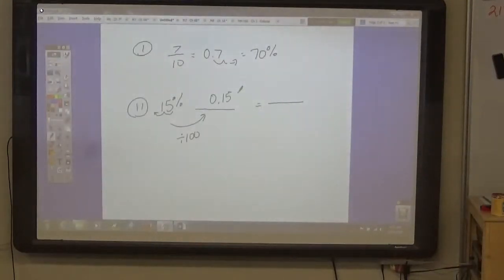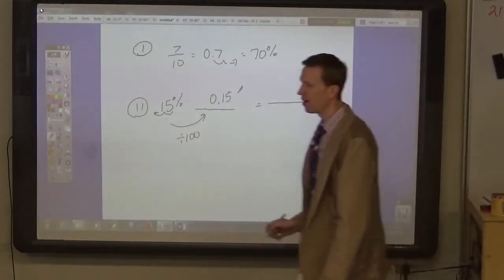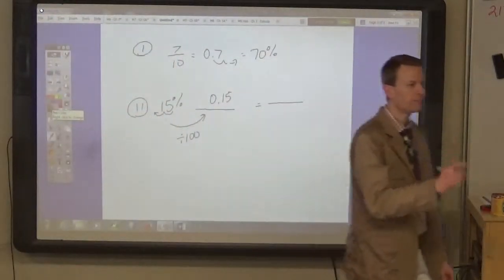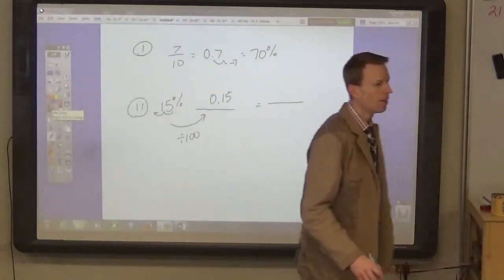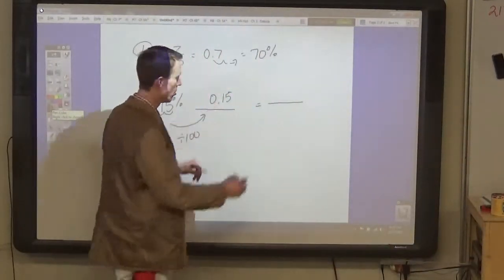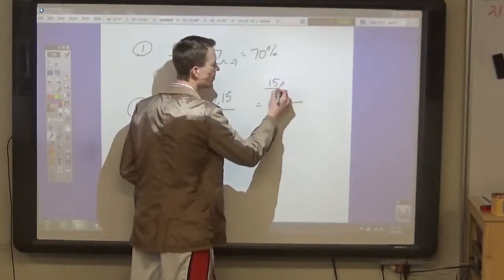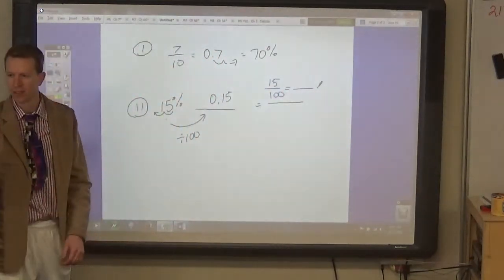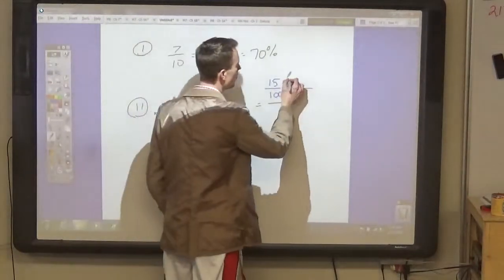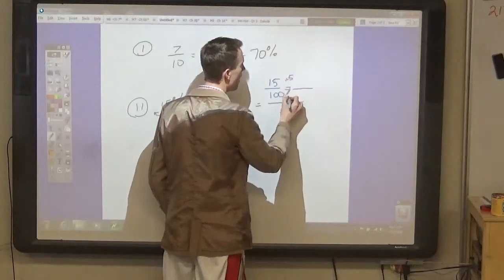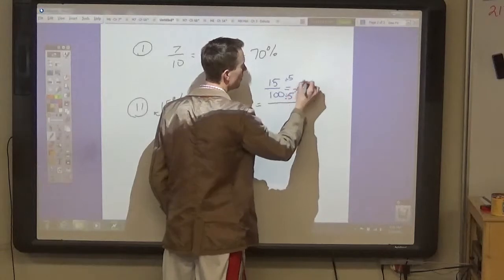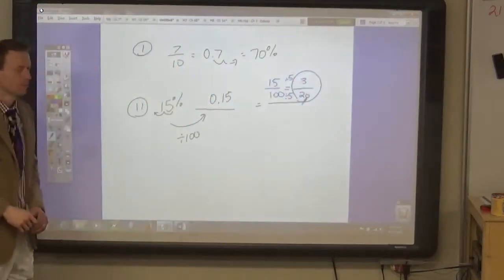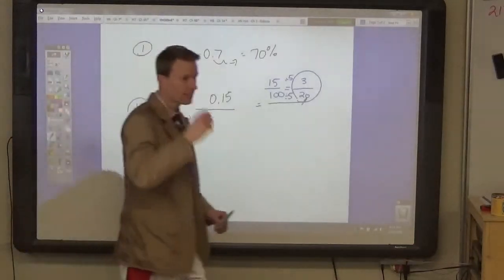And then, how do you write 15 hundredths as a fraction? Johnny? 15 over 100. Good. And then reduce it to 3/20. Divide each number by 5. To reduce it. Okay? Any questions on that side?